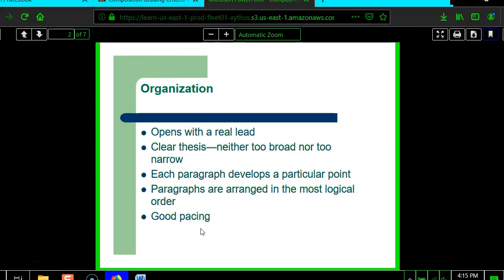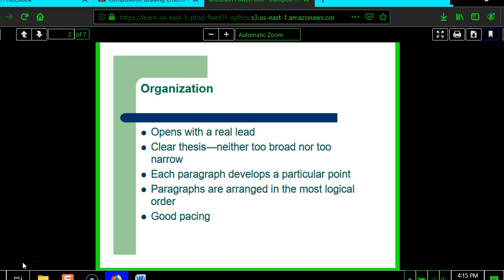The first section of this rubric is organization. Here I will look to see if your paper opens with a real interesting lead. This should not be one of those "I'm going to write about" or "this paper is going to be about" statements. These statements of intent are not thesis statements.